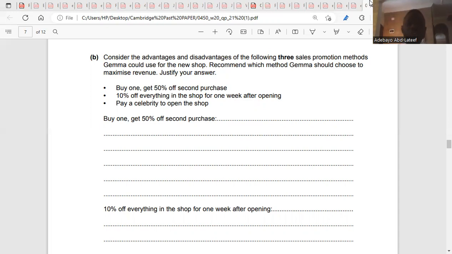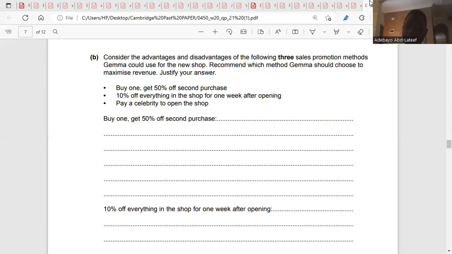Now let's go to 10% off everything in the shop for 1 week after opening. Here, it increases the demand for such products within that short period of time. The problem about this is that the business is not still going to have, well, 10% off everything in the shop for 1 week. So that means it's a good offer, which can increase the quantity demanded in the shop for each product. But the problem is that the business will be losing some money. Only for a week. Yes, for a short period of time.